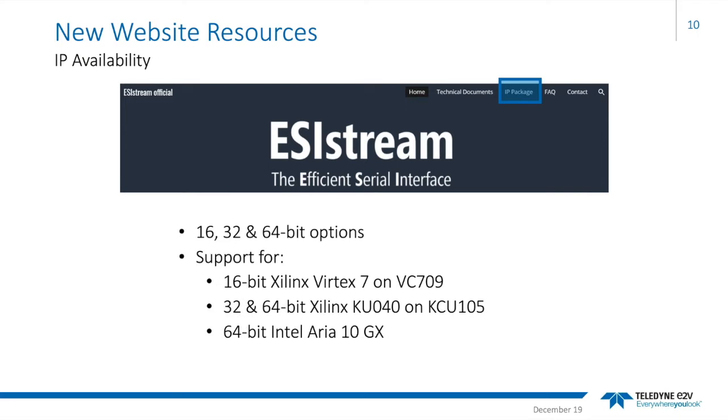For the older Xilinx Virtex 7 FPGAs, there's a 16-bit data frame package which can be evaluated on Xilinx's own VC709 board. In addition, for 32 and 64-bit framing, there's an IP package targeting the Xilinx Kintex UltraScale KU040 FPGA deployed on the KCU105 board. Finally, for Intel Arria 10GX FPGAs, we provide a 64-bit wide data frame IP package.